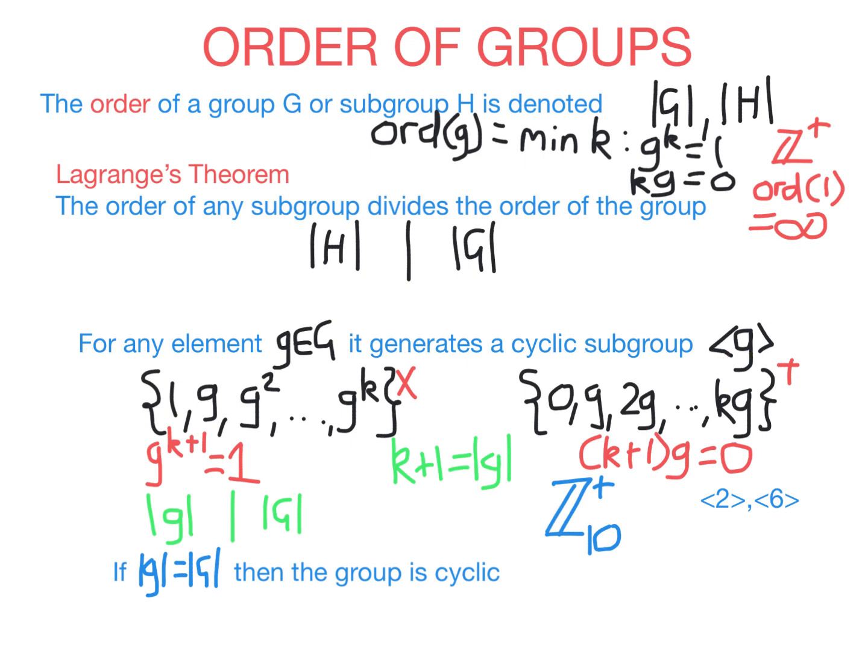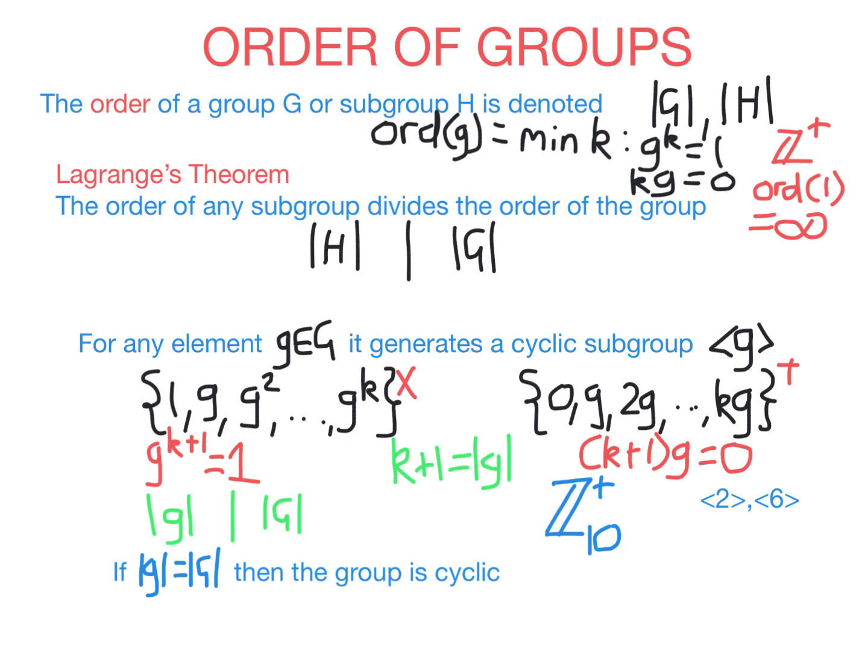So consequently, because of Lagrange's theorem, which tells us that the order of any subgroup divides the order of the whole group, it must also be true that the order of any element divides the order of the whole group. And that can be very useful when calculating orders. Now, just a point on these cyclic subgroups, it turns out that if it is ever the case that an element and the whole group have the same order, then the group must be cyclic.